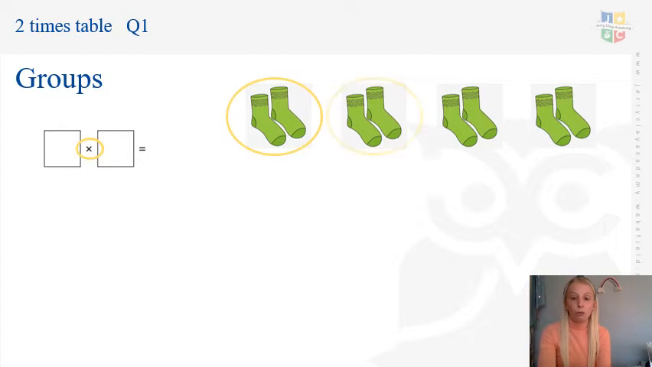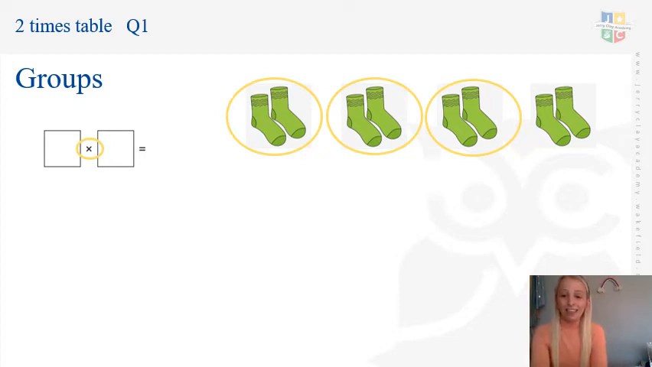So I've got 1 group of 2, 2 groups of 2, 3 groups of 2, 4 groups of 2. So I've got 4 groups, and in each one I know I've got 2 because they're grouped into pairs. And 4 times 2: 2, 4, 6, 8. 4 groups of 2 is 8. Brilliant. So you can pause the video now and have a go at question 1.